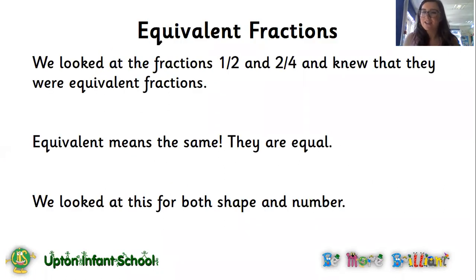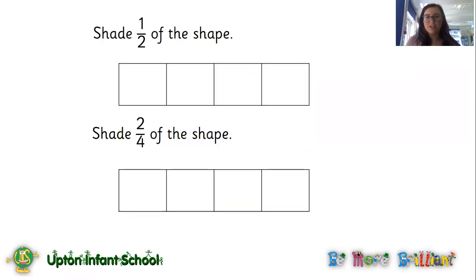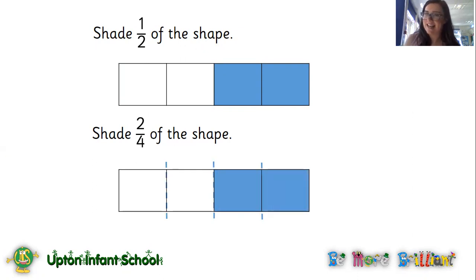Okay, and then we had a look at equivalent fractions and we looked at 1/2 and 2/4 and we knew that they were exactly the same. They are equal. And we looked at this for both shape and number. So we had a look at shading half of a shape. There we go, we split it and we shaded one part. And then we had a look at splitting it 4 ways and shading 2 parts. And we noticed that it was exactly the same. They had the same amount.